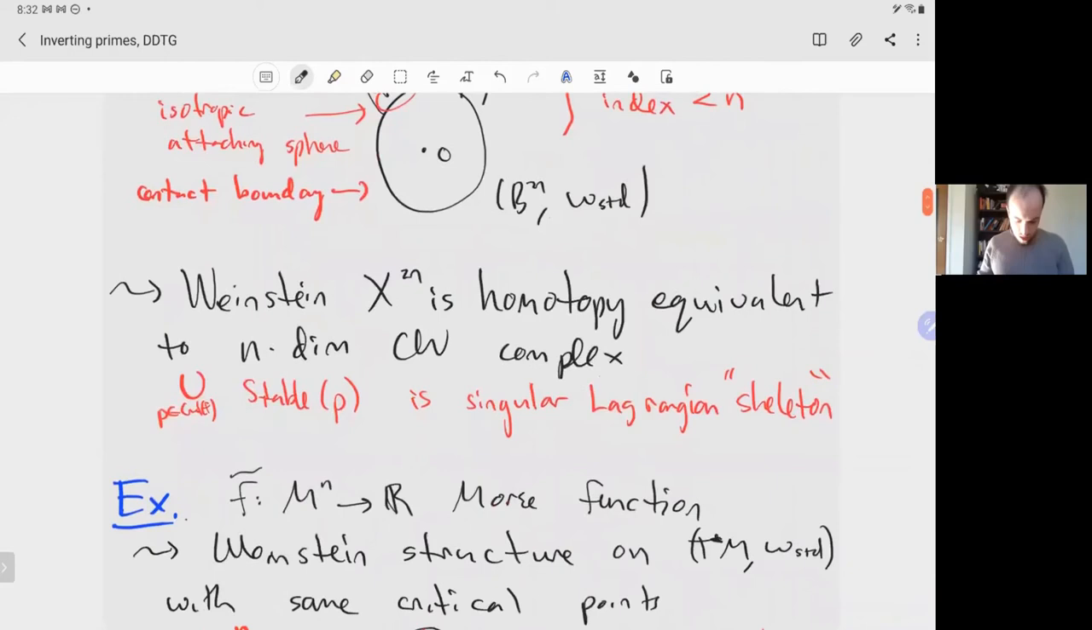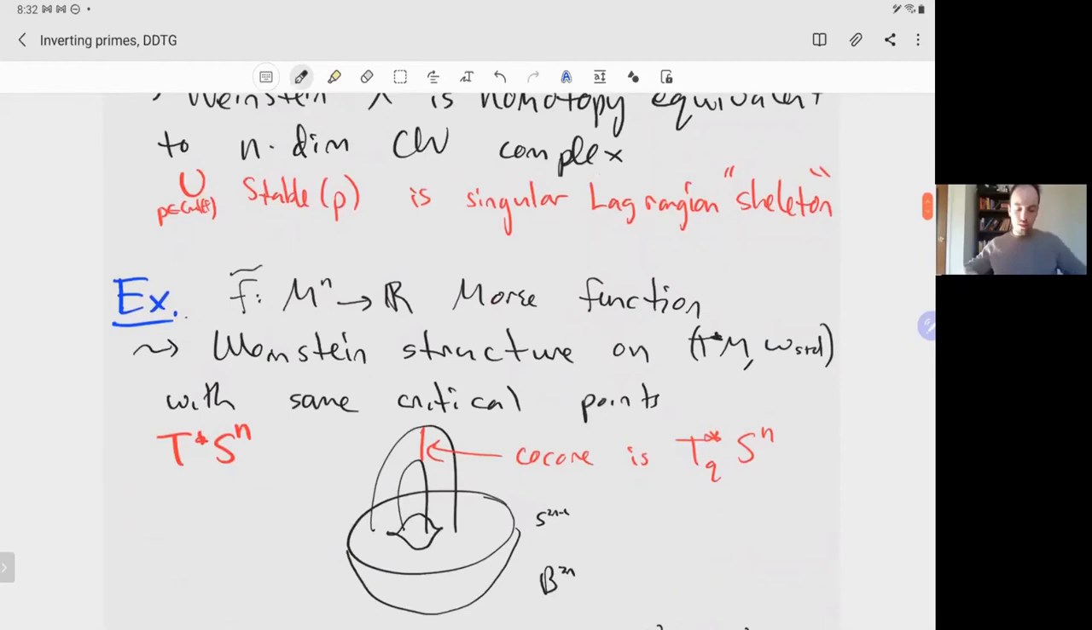So first of all, you can take any smooth Morse function on M. I wrote this Morse function as F tilde because it's a Morse function on M. And that actually induces a Weinstein structure on a cotangent bundle of M with the standard symplectic form, with the same critical points as F tilde lying on the zero section.